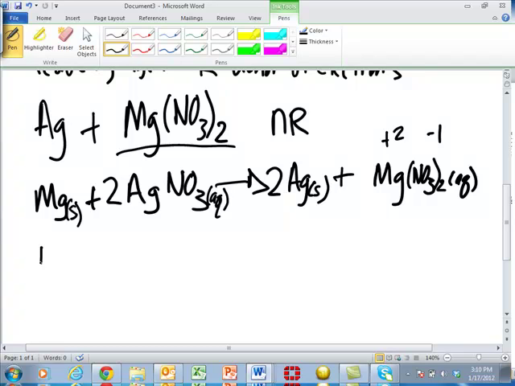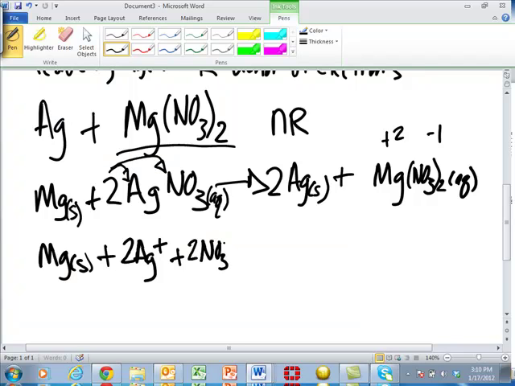So magnesium is a solid. It's neutral. It stays by itself. Silver nitrate, the charge on silver is, remember, magnesium's a +2, silver's a +1. And then we have the 2, means we had 2 of both of these, but they're floating around in solution separately. So we have 2 silver, but we also have 2 nitrate. These are both aqueous.